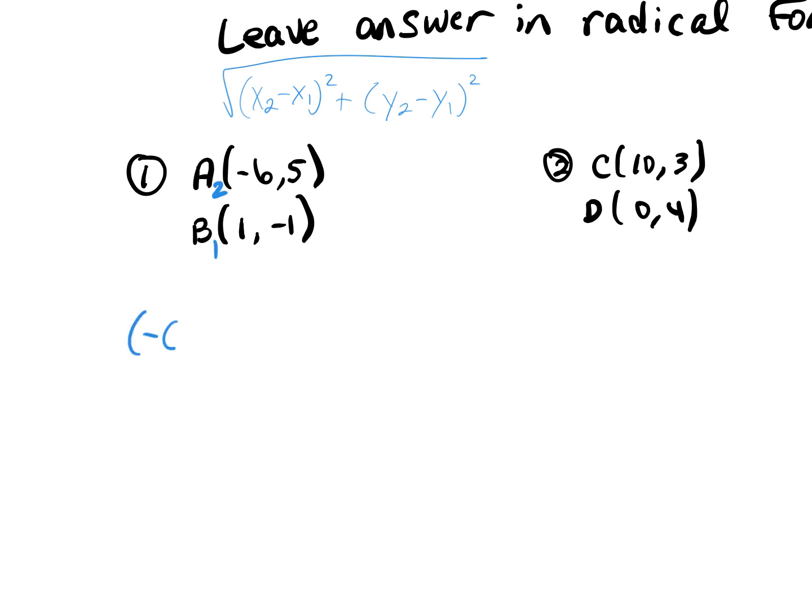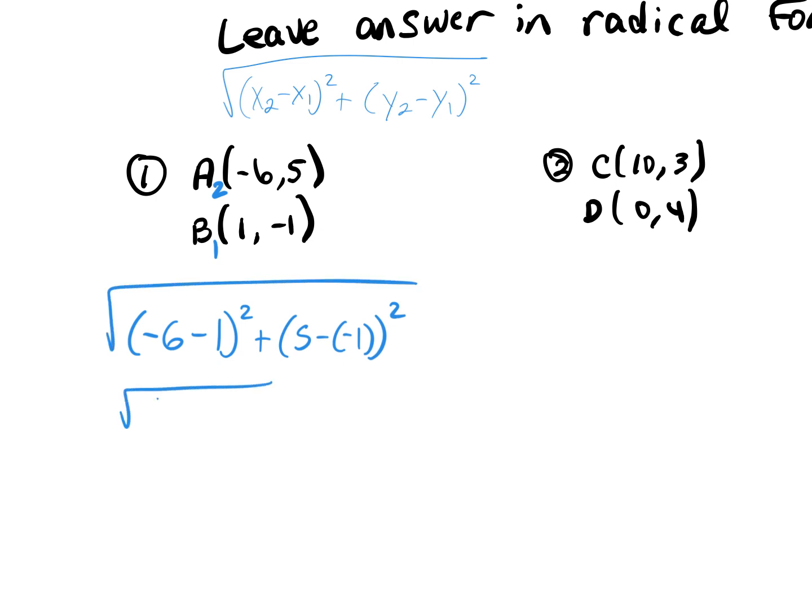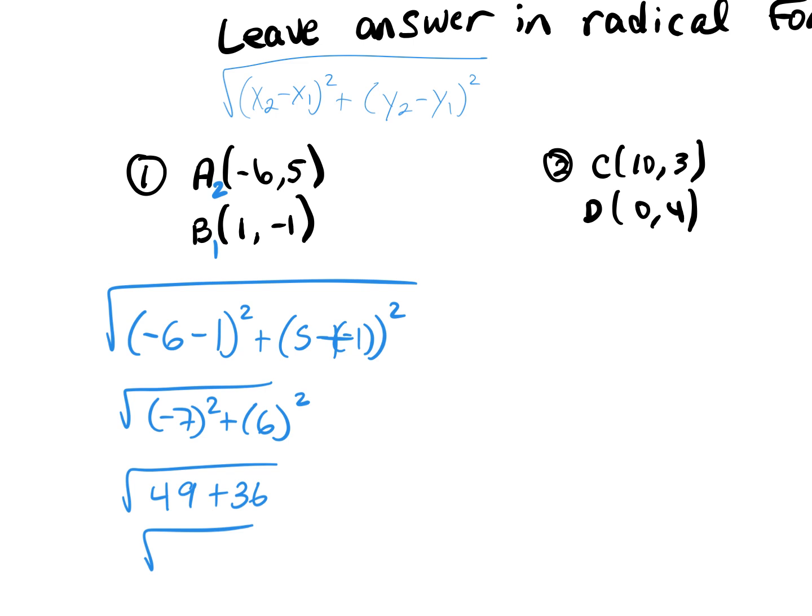So it's going to be negative 6 minus 1 squared plus 5 minus negative 1 squared. So this gives me negative 7 squared plus 6 squared, which then is 49 plus 36, which gives me 85. So my answer here is root 85. Root 85 I can't simplify, so that'll just be your answer.